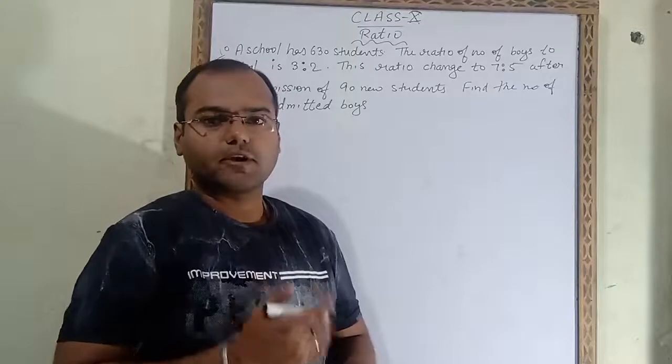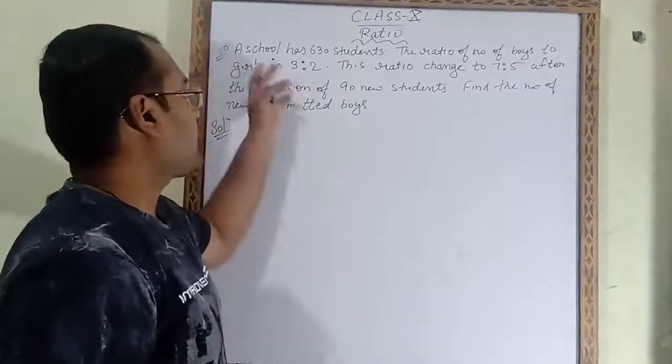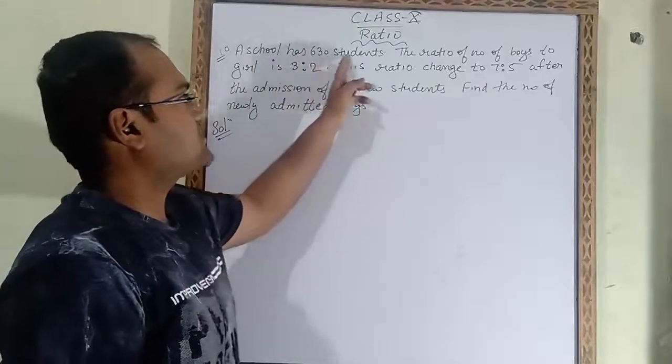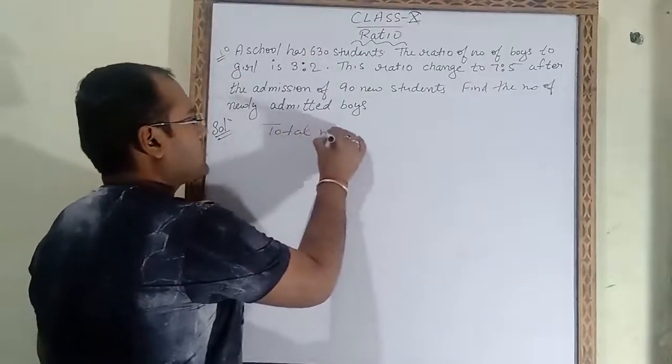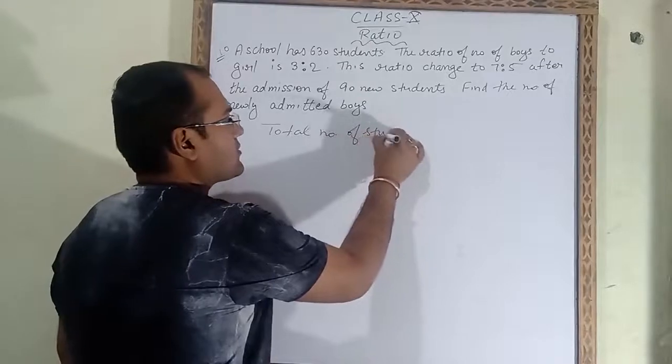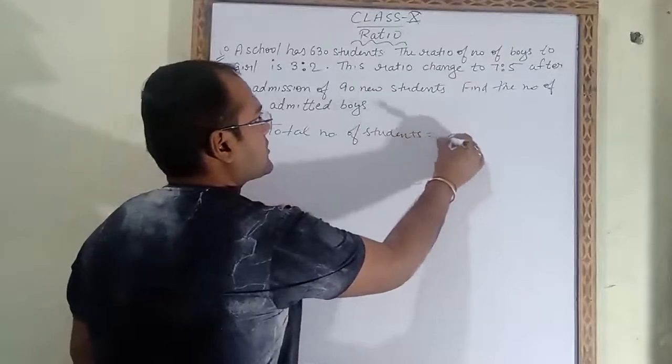Now see question number 10. Question number 10 is: a school has 630 students. The total number of students is given here, 630.